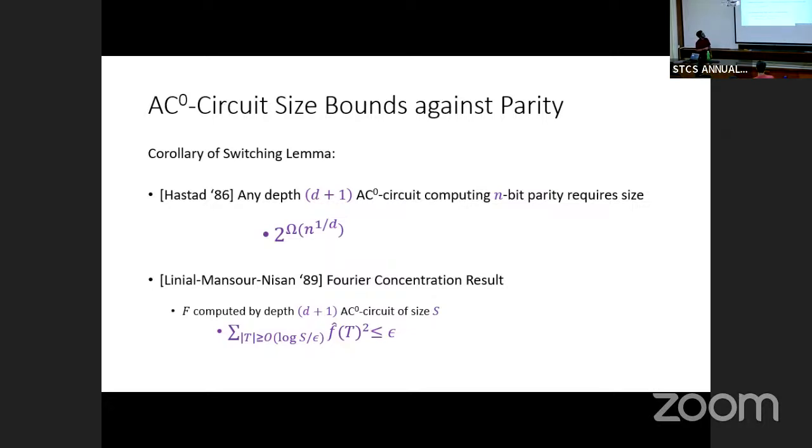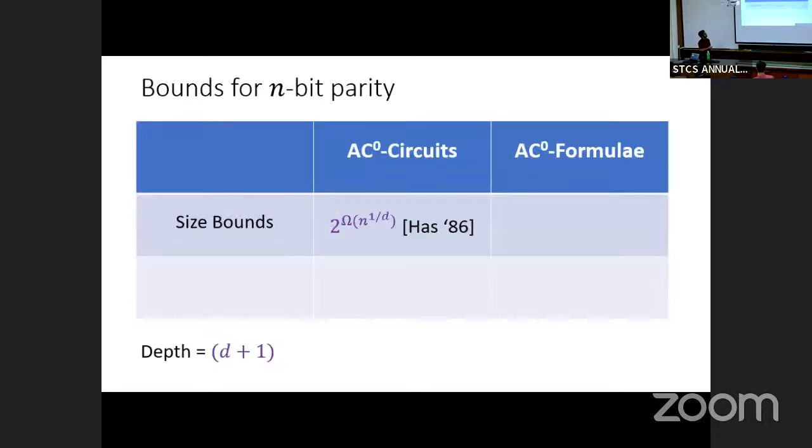There's another nice consequence of the switching lemma that isn't tangential to this talk, which is Fourier concentration. If you know what Fourier coefficients are, this basically says that most of the mass of the Fourier coefficients lives on the smaller sets, and very little mass lives on the larger sets. So very nice. This switching lemma has given us a size bound for AC0 circuits for parity.